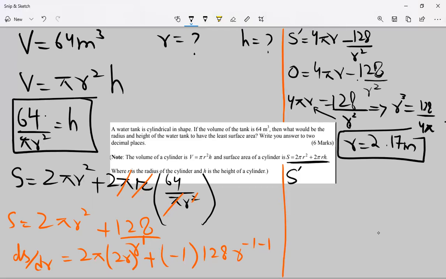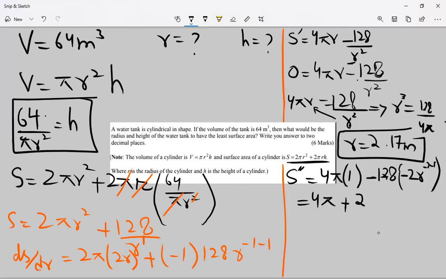Now move on to the second derivative of the function. The derivative of 4 pi R is 4 pi. Again, 128 upon R, this R will go up. It will become R minus 2. Again, power will become coefficient, and power is reduced by 1, meaning minus 3. So 4 pi minus minus plus 128 multiplied by 2 will become 256 divided by R power 3. R we have already found, 2.17.